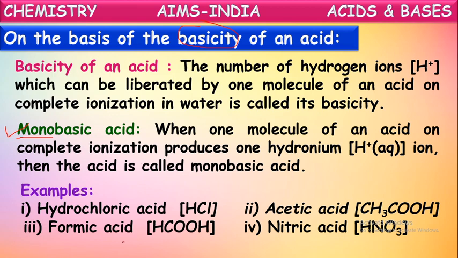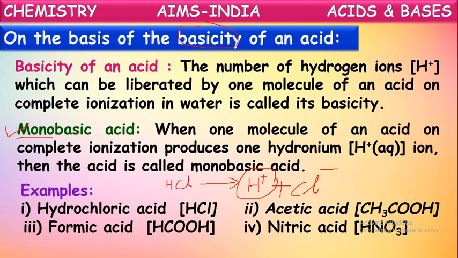As we said, if you take this HCl, when you dissolve it into water, what happens? This HCl molecule ionizes or separates into respective ions. So from each molecule of hydrochloric acid, one Cl minus ion is produced. How many H plus ions? One. So from one molecule, only one H plus ion is produced.